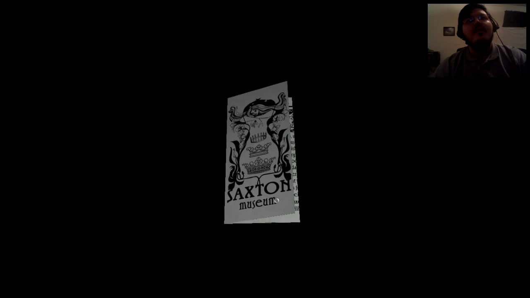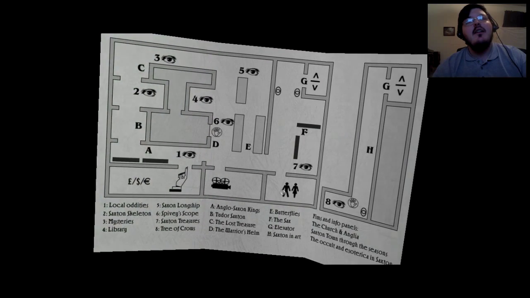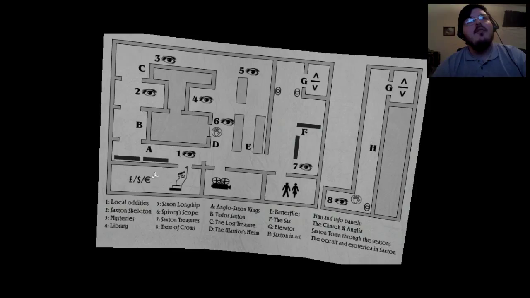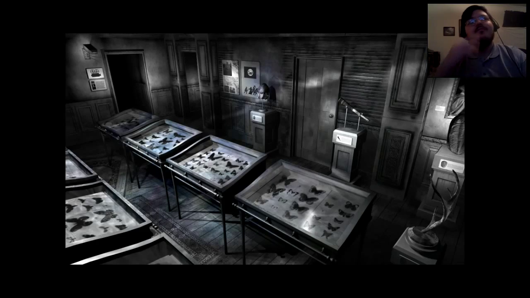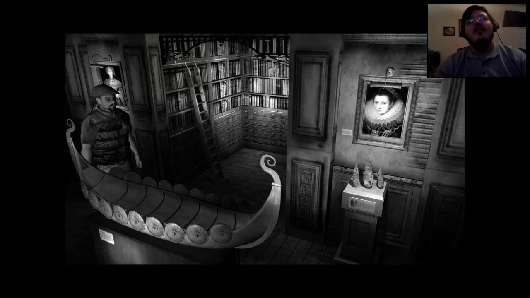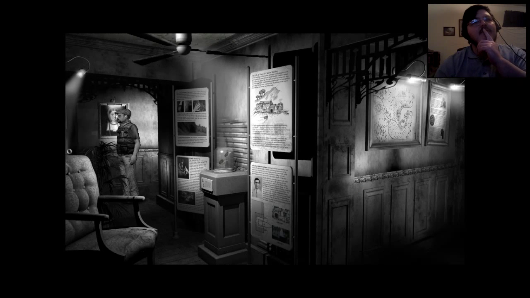Is it this one? Let's make sure we haven't missed anything. Can I go to the bathrooms? Where are the eyeballs? You know what we didn't do? Dang it. We didn't go to the elevator, did we? Shut up, guy. We're going to the elevator. That is one thing I forgot to do.